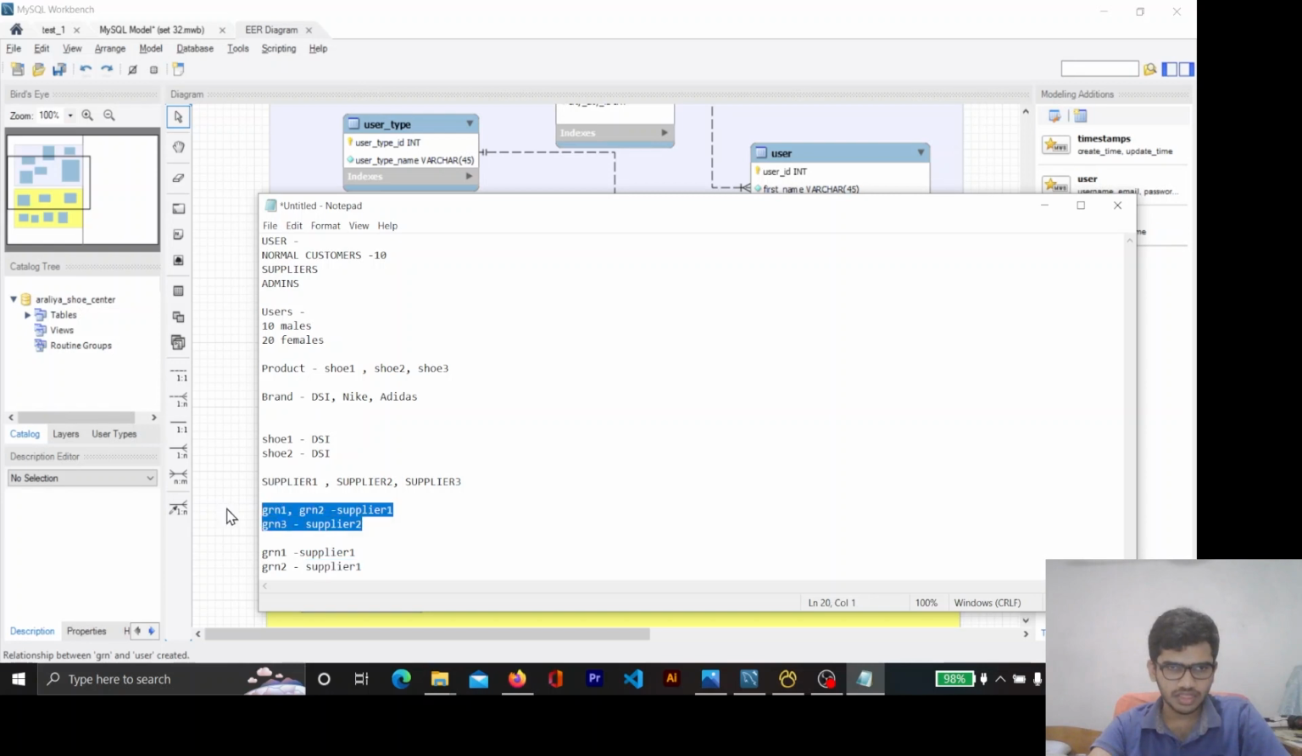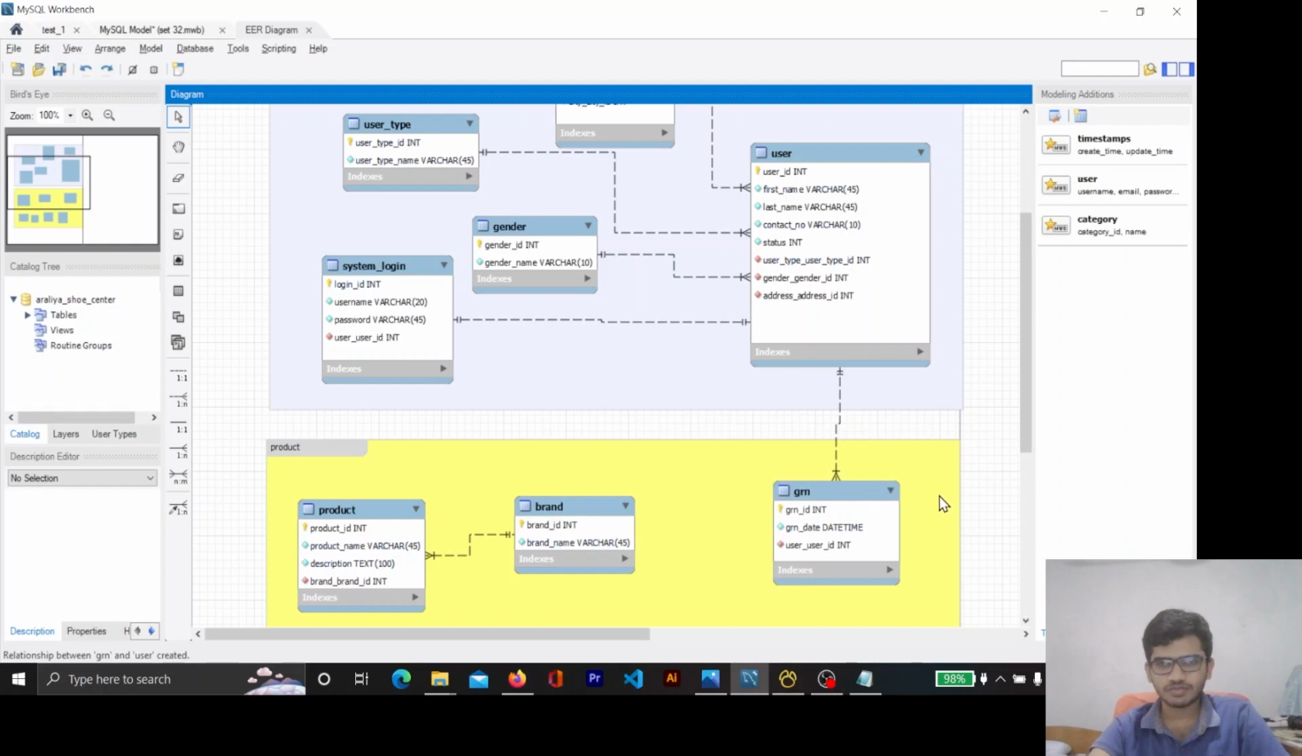So this is right. This might be a little bit confusing, but okay, there's a one-to-one relationship if we consider this. Supply 1 can have GRN1 and GRN2, supply 2 can have GRN3. But if we consider it from the GRN side, this is a one-to-one relationship between the GRN and the supply, or you could call it GRN and user. So this relationship is correct.